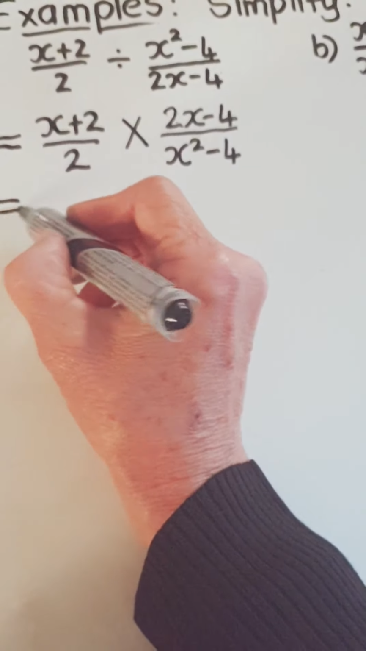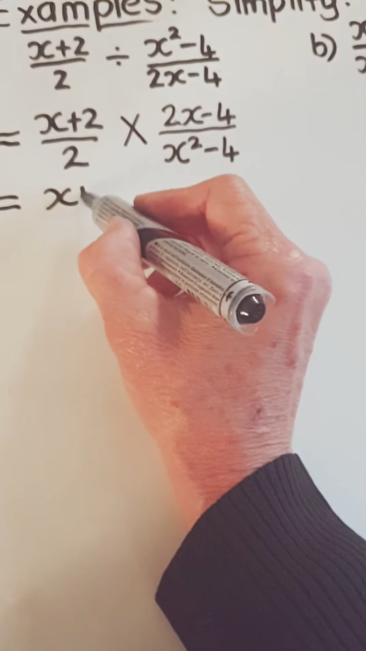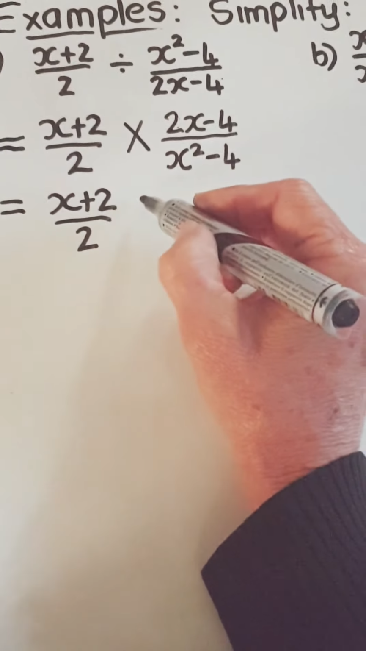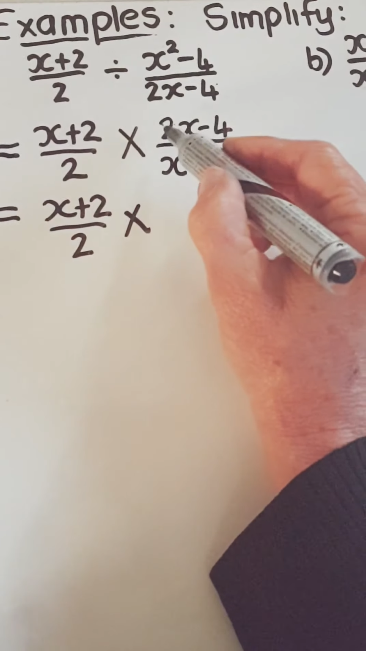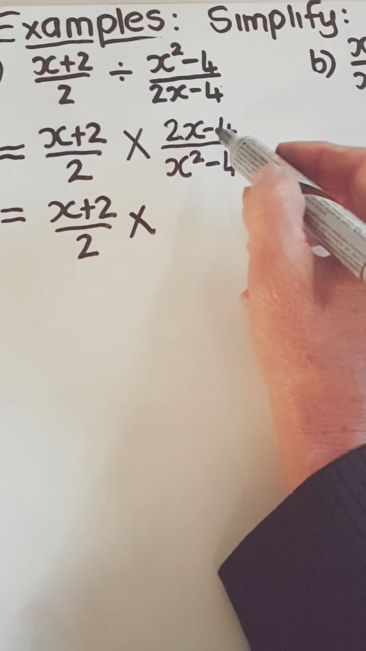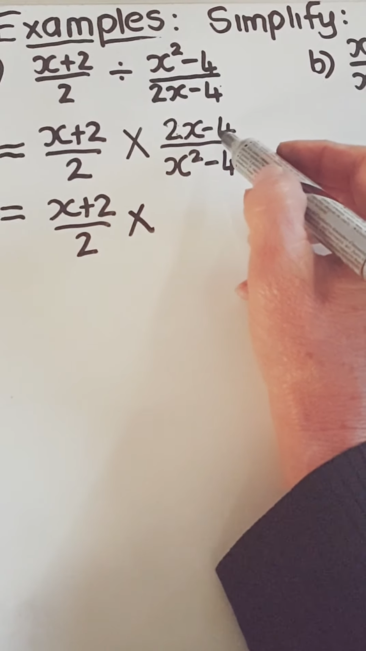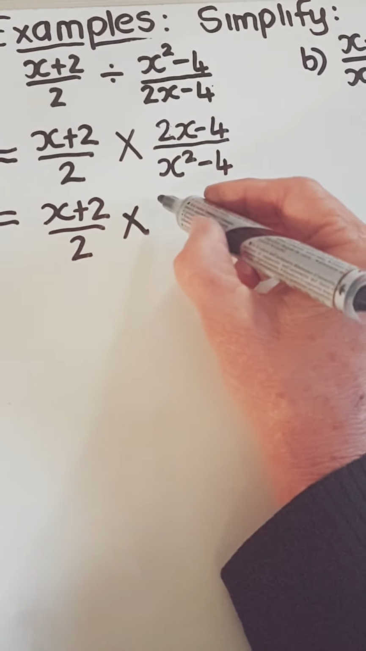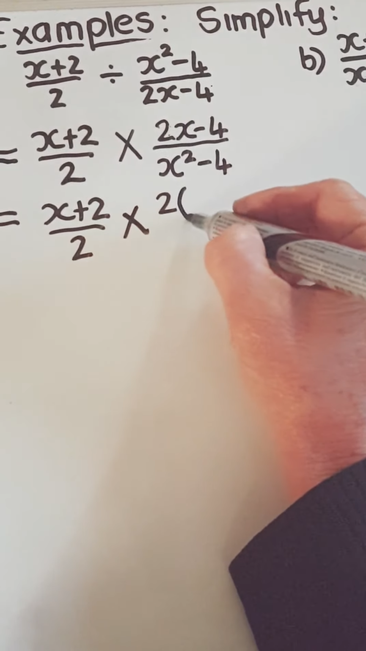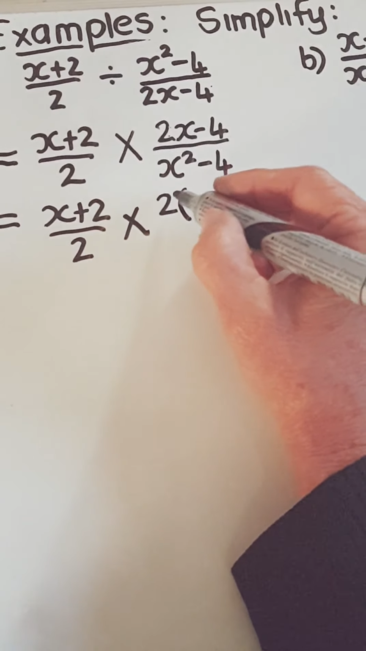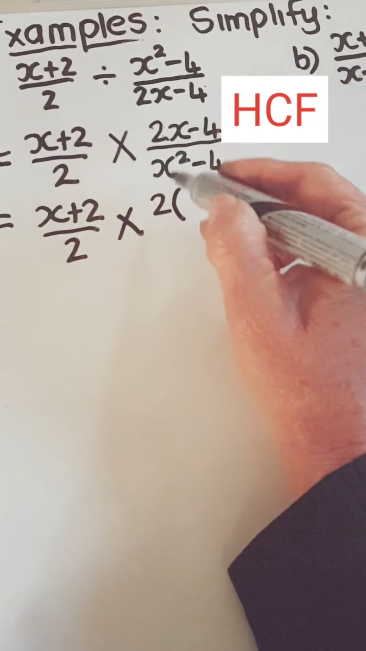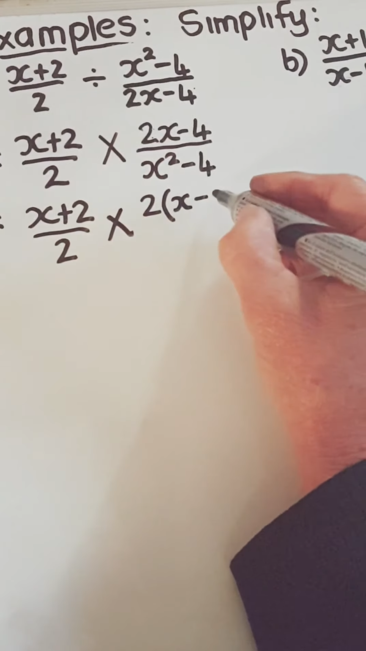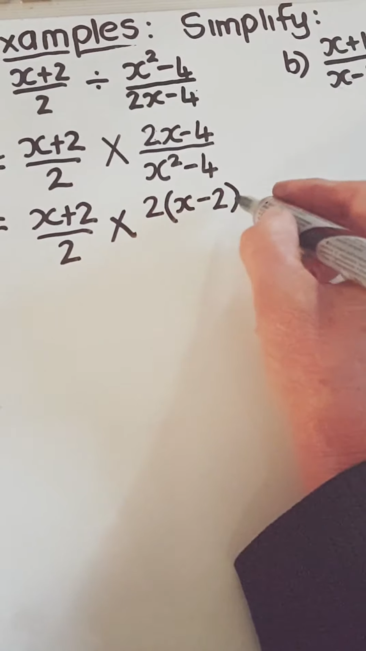So let's do that. Let's rewrite the first fraction. I can't do anything with that at the moment. And I'm multiplying. The numerator of the second fraction is a 2-term expression. It can be simplified by factorizing. And we do that by taking out the highest common factor. So what will be left in the bracket? 2x divided by 2 is just x, minus 4 divided by 2, which is 2.